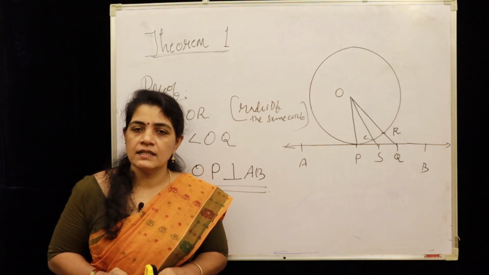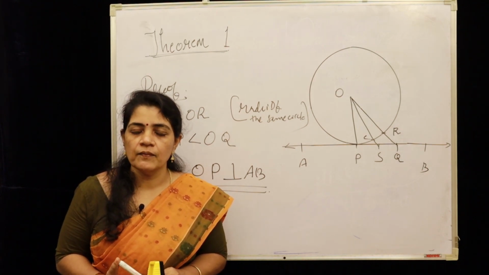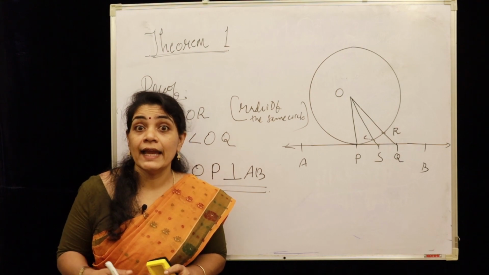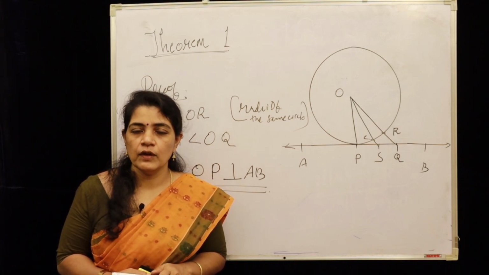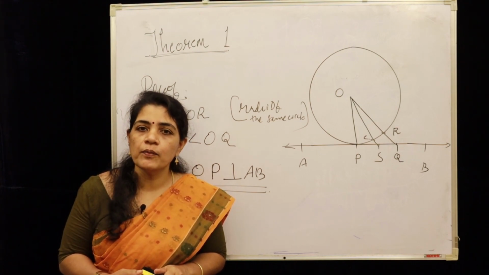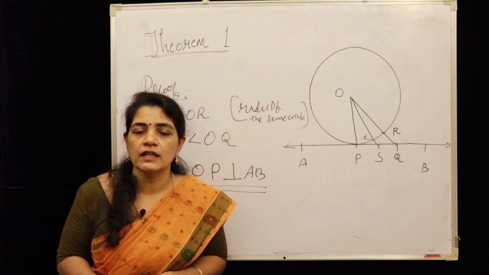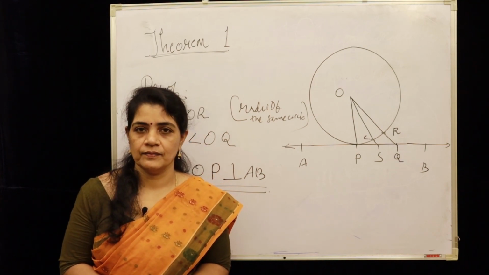Is it clear, children? This is all about the first theorem. This theorem is also called the radius tangent theorem. That means the tangent at any point of a circle is perpendicular to the radius through the point of contact.